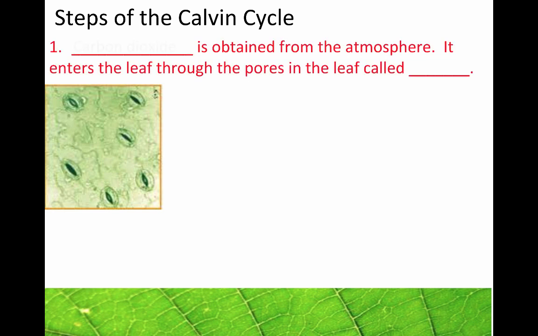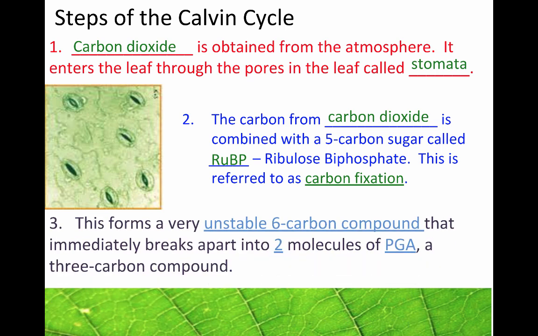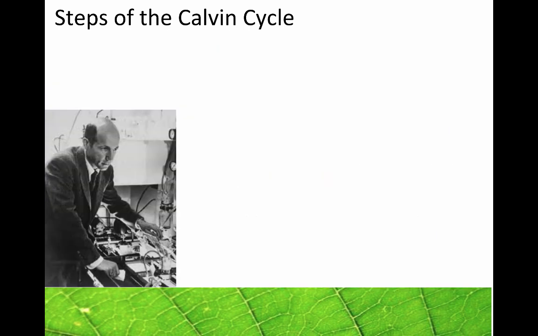Now, to put it into words, we know that carbon dioxide comes in through the stomata, through the pores that we looked at in lab. The carbon of the carbon dioxide is combined with RUBP, like we said on the diagram, and when RUBP and CO2 join together, we call that carbon fixation. This forms a super unstable 6C compound that will break apart so quickly that it doesn't even have a name, and will break apart into 2 molecules of PGA.